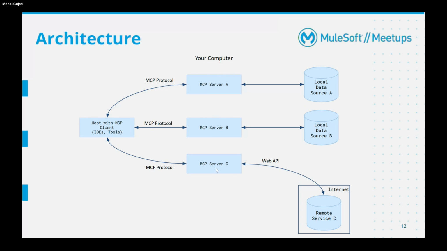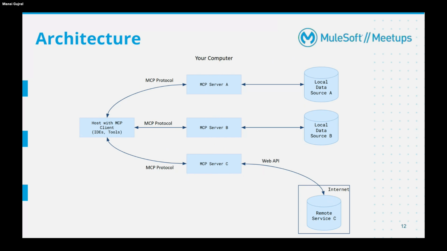After this, these two were the local resources. But here, we see that MCP server C is not connected to any local source, but a remote service C. When the MCP client sends the request here, this is the particular server which bridges your local environment with the external intelligence services over the internet. So the context is being sent from your IDE to MCP server C, which further calls the remote service C. And this is all happening via the web API.